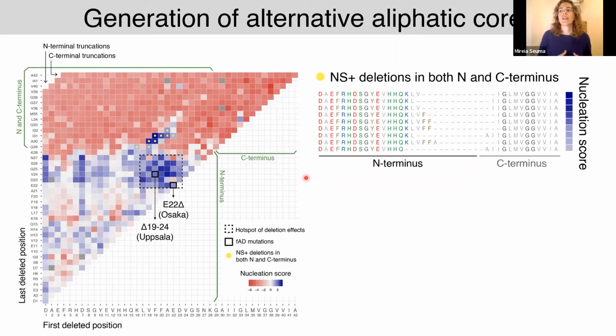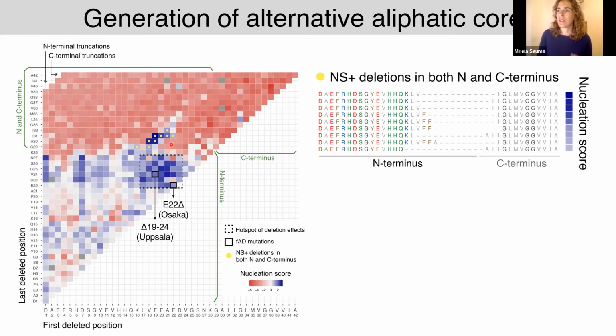So we've seen this general trend of mutations decreasing nucleation at the C-terminus and mutations at the N-terminus increasing nucleation. But of course, there are always some exceptions that sometimes are a bit difficult to rationalize. I will just give you an example. There's this subset of mutations that I label here with a yellow dot. These are deletions that remove residues from both the N and the C-terminus, and they are strongly increasing nucleation.